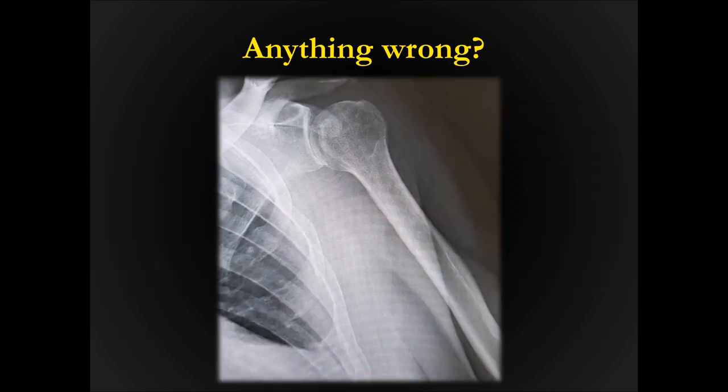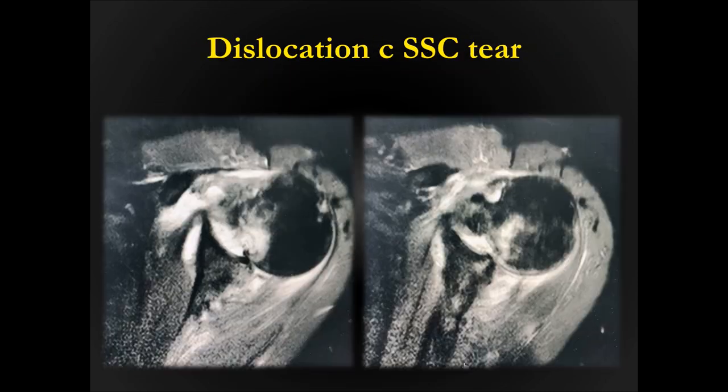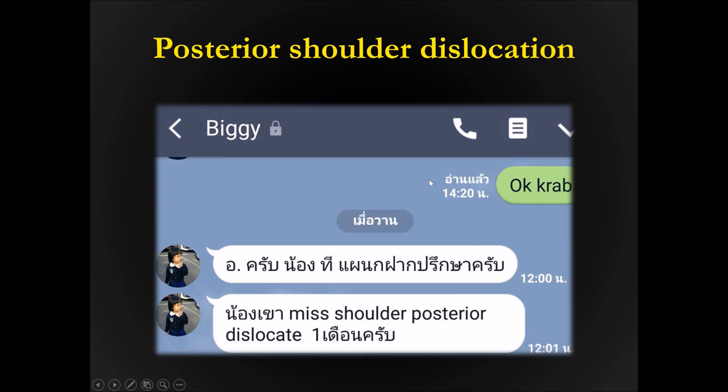So what's wrong with this shoulder? This patient, just yesterday, posterior shoulder dislocation, missed for one month. So this happened in a 5-star private hospital.